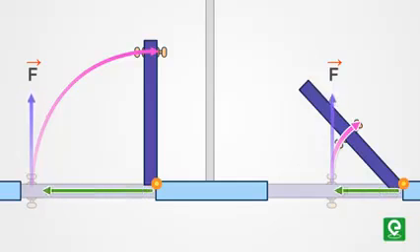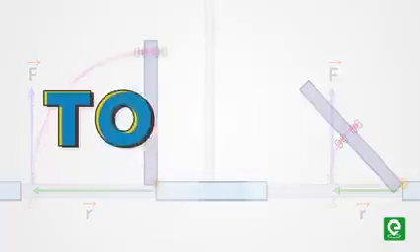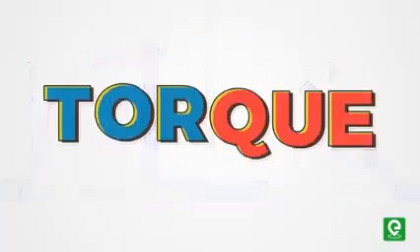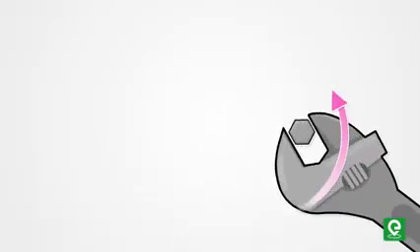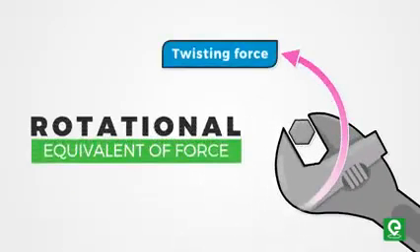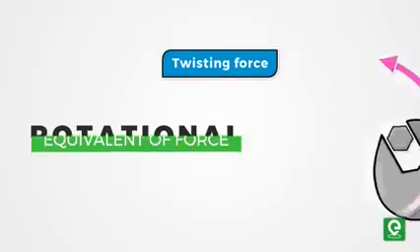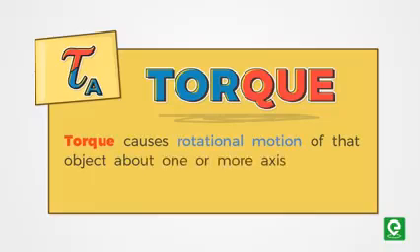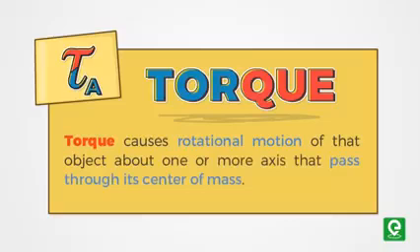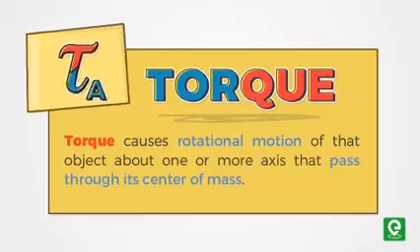It is the distance from the axis to the point at which we apply the force. This combination is known as torque. As push or pull denotes force, twisting creates torque, which is the rotational equivalent of force. Torque causes rotational motion of that object about one or more axes that pass through its center of mass. It is denoted by the Greek symbol tau.